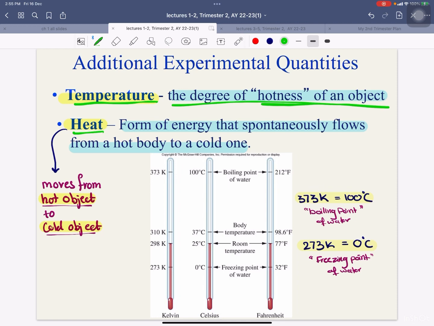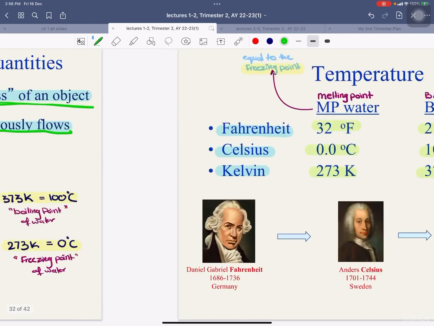However, what is heat? Heat is a form of energy that spontaneously flows from a hot body to a cold one. So the heat moves from one hot object to a cold object. There is a difference between temperature, which is hotness, and heat, so memorize the definitions here. Temperature, the degree of hotness of an object. Heat is an energy that moves from a hot body to a cold body.